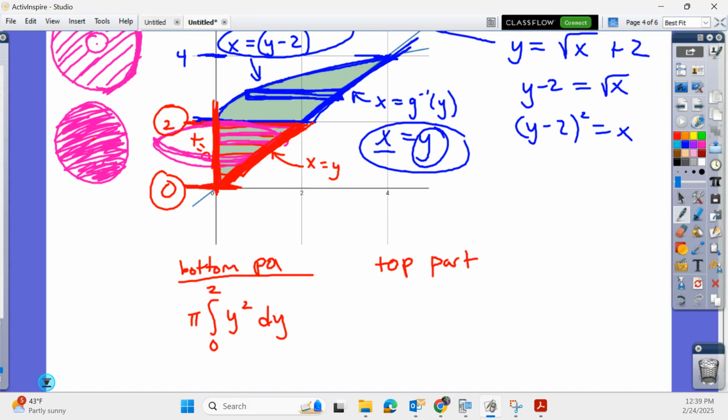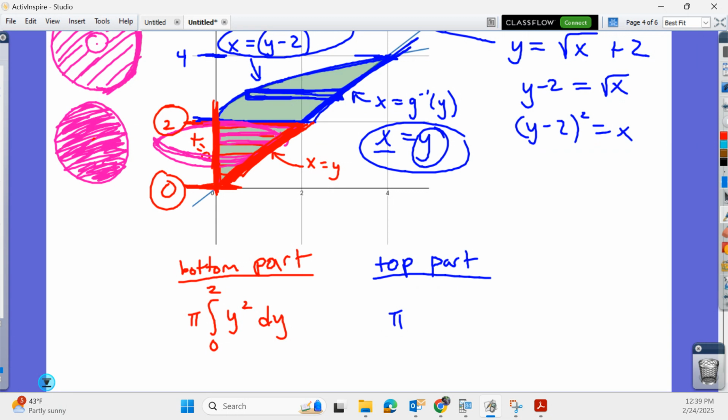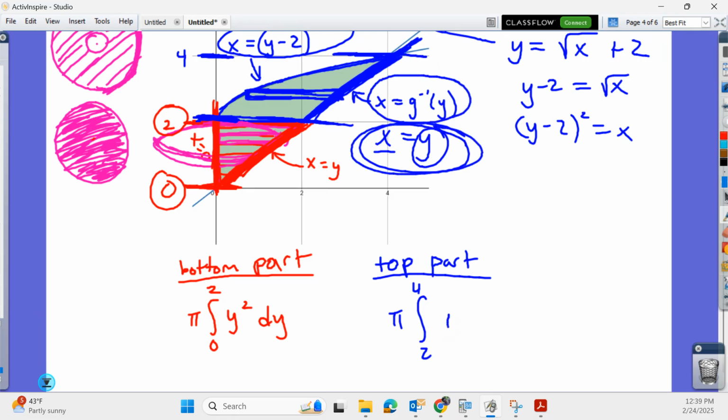Oh, and I should stay consistent with color here. So that in blue is going to be, again, pi. And now we're integrating from 2 to 4, because a y value of 2 here to a y value of 4 here. And the functions are, the bigger x value is the one on the right. It's this one. It's x equals y, right? So it's y. So pi times big R squared, y squared.